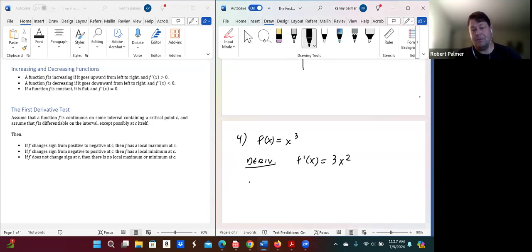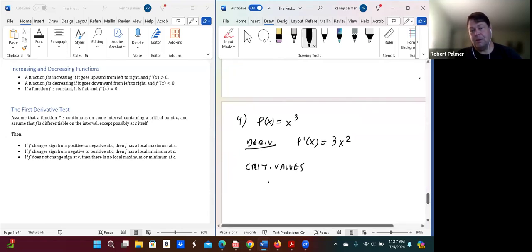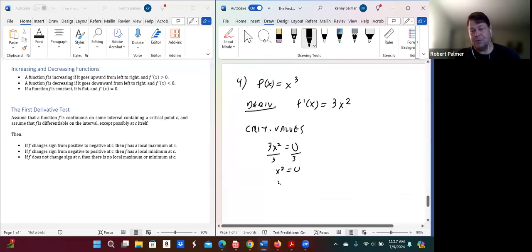Now, once again, if I find the critical values the same way, then we have 3x squared is equal to 0. Divide both sides by 3. x squared is equal to 0. And in this case, technically, you'd have plus or minus the square root of 0. The square root of 0 is 0, and 0 itself is not plus or minus, so you just have one value: 0. This is your critical value.